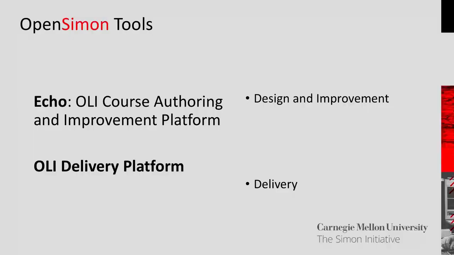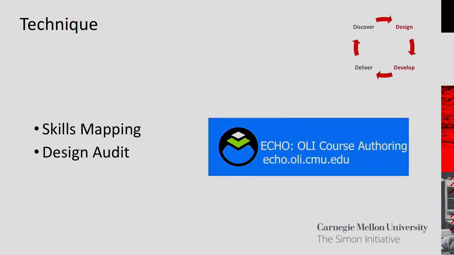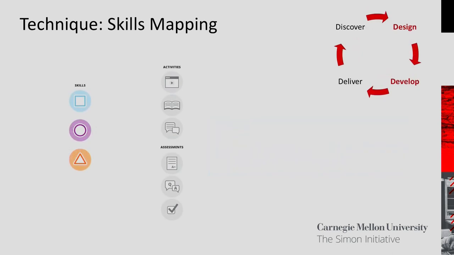So what we're talking about then are two different tools, one that's going to focus on the design and improvement cycle, one that focuses on OLI as an actual delivery mechanism. The techniques that we've just illustrated, first were that of skills mapping, and second, this notion of a design audit. Skills mapping turns out to be fairly important, and at surface, it seems like it's pretty simple, right? Let's identify our skills, let's connect them to our learning activities, and let's see where it is that we're assessing those.